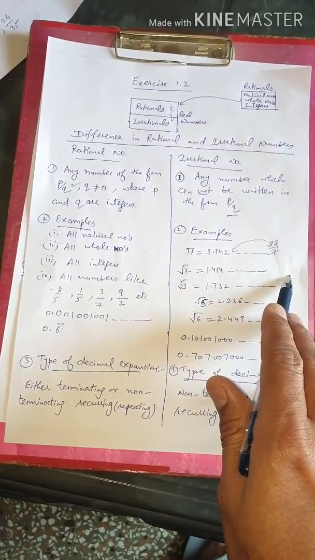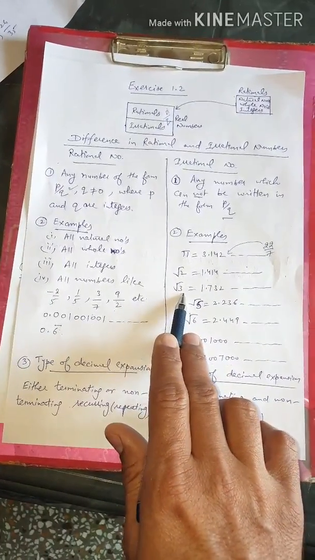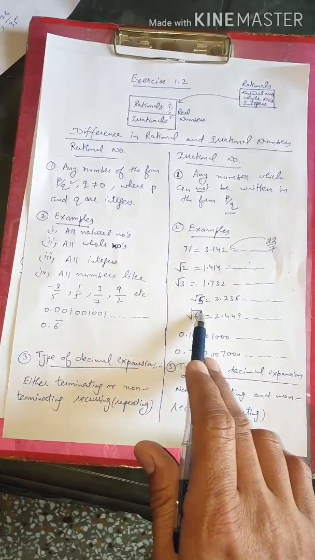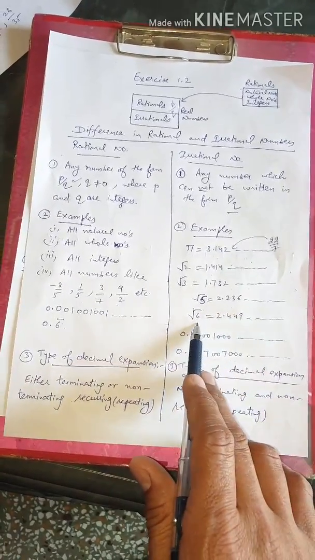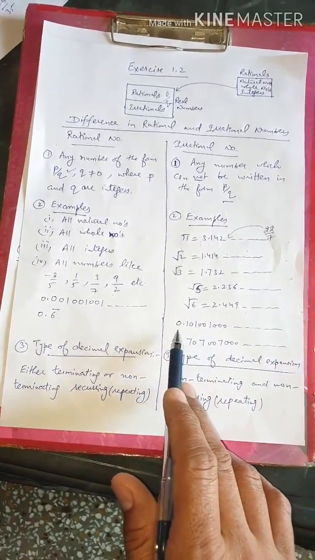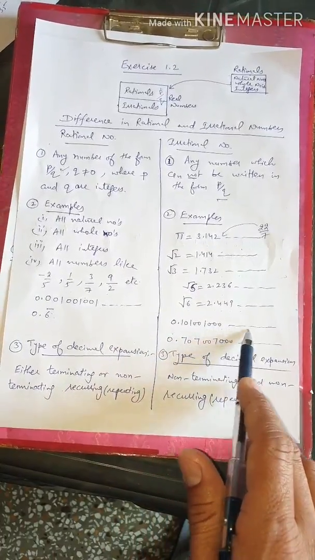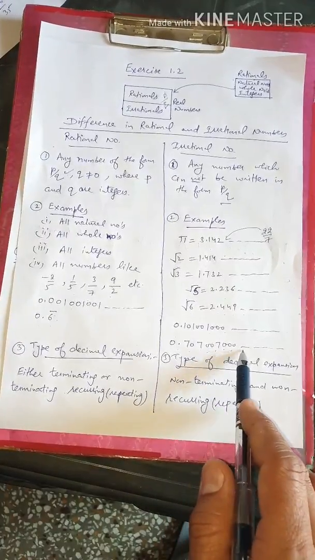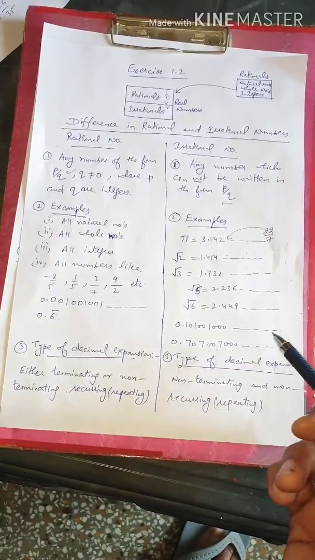It is impossible to find the complete answer of this number. Similarly, square root of 3, 1.732, and so on. There is no end of this number. Square root of 5, 2.236, and so on. Square root of 6, 2.449, and so on. Then there are some other examples: 0.10, 100, 1,000, and so on. 0.70, 7, 00, 7,000, and so on. So there are some examples you can create by yourself also. That is not a difficult work for you.